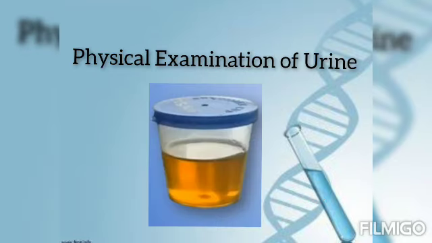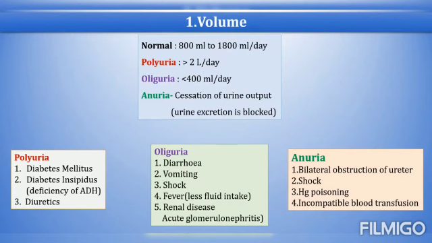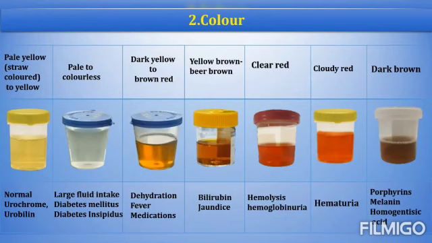First one is physical examination of urine. First is volume. The normal volume of urine is 800 ml to 1800 ml per day. Polyuria, that is more than 2 liter per day. Oliguria is less than 400 ml per day, and anuria is when the urine excretion is blocked, that is the cessation of urine output.